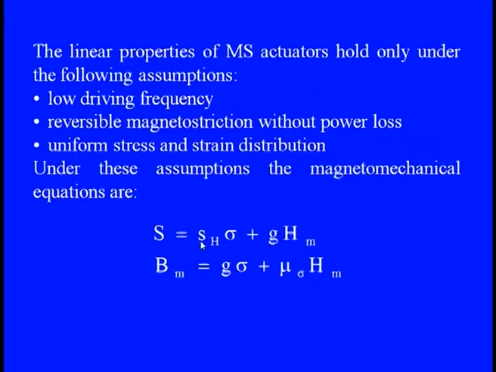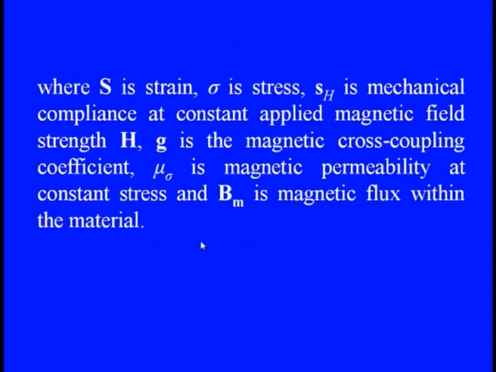So, this is one part, SH into sigma, plus we have the G, which is the coupling part, the magnetic cross coupling coefficient, into HM, which is the magnetic field strength. So, the first equation clearly makes the relation between the magnetic field strength and the stresses with these two coefficients.